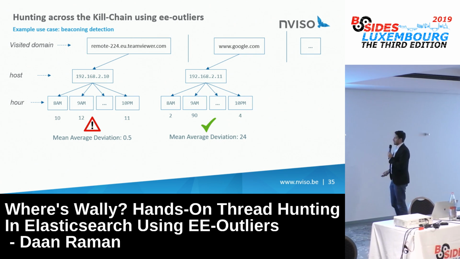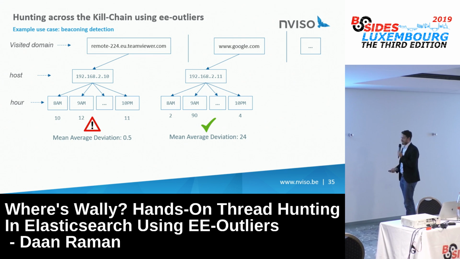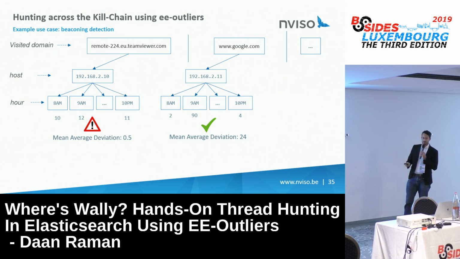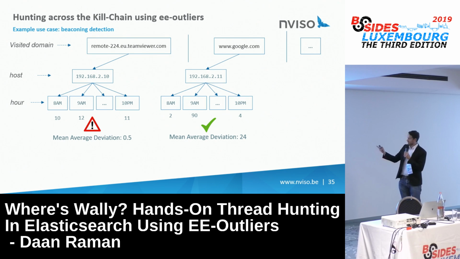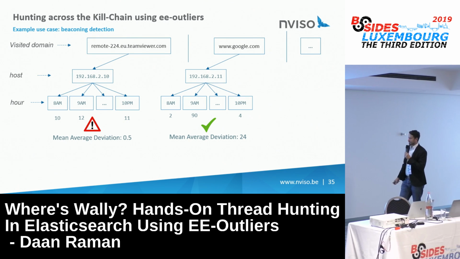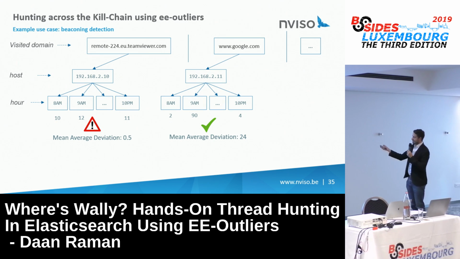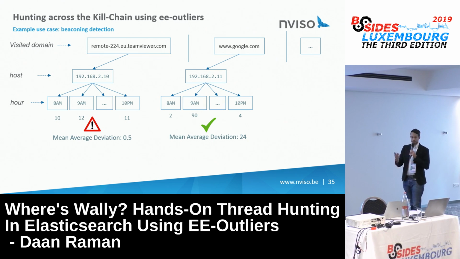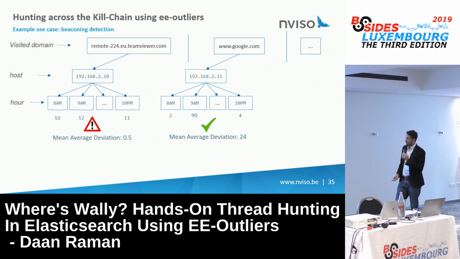Whereas in the example of Google, 2 requests at 8 a.m., so people start arriving at the office. 90 requests at 9 a.m., people start doing their job, aka Googling. And the mean average deviation across all of those is just super high. So it means it doesn't look automated. It looks really like user activity. Perfect.